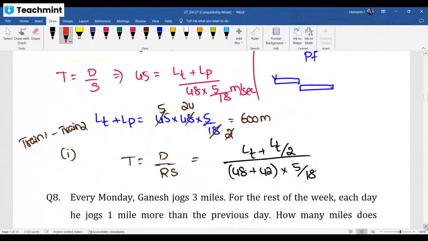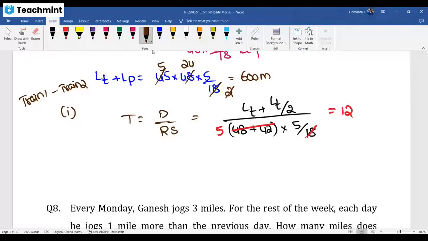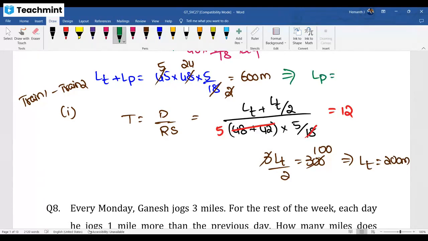Now, altogether this is equal to 12. 5 by 18 times 25 into 12 is 300. LT plus LT by 2 means 3LT by 2. 12 into 25 is 300. We got LT as 200. When the length of the train is 200, obviously the length of the platform will be 400. Length of the train is 200, length of the platform is 400.